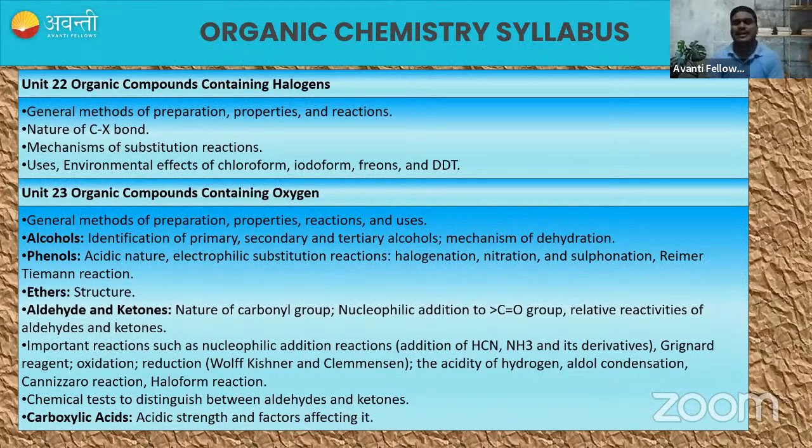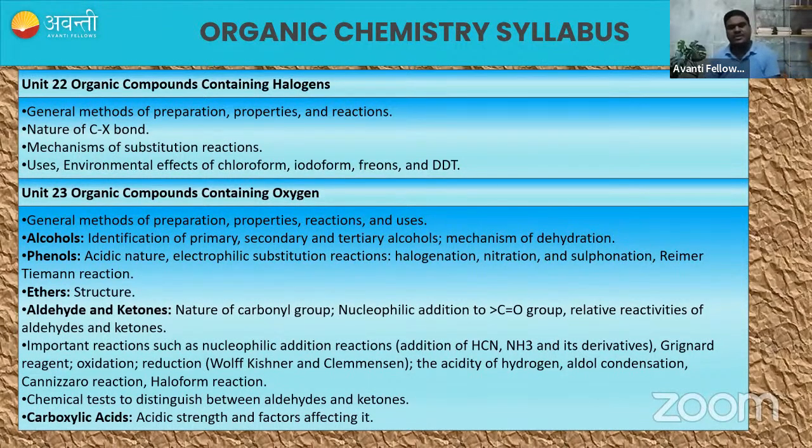Now, the next is organic compounds containing halogens. This will be covered in your 12th class, that is alkyl halides and aryl halides. We are going to study what happens when an organic compound contains a halogen group, either fluorine, chlorine, bromine or iodine, and what happens to their nature and the mechanism behind it.